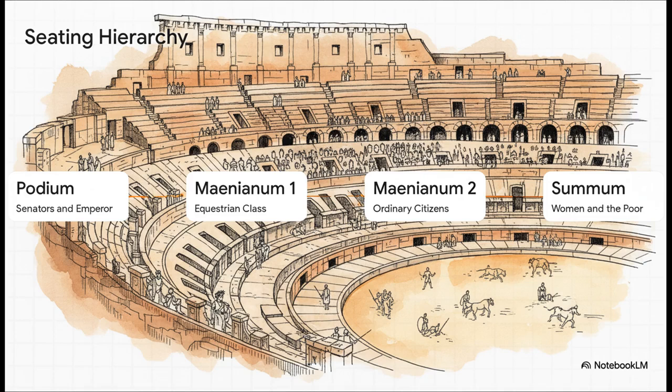Right down at the arena's edge, on the podium, you had the emperor and the senators, safe and close to the action. Just above them sat the equestrian class, higher still were the ordinary citizens, and way at the very top, up on wooden bleachers, sat the women and the poorest spectators. We neatly organized up to 80,000 people by rank, all sharing the exact same grand, bloody spectacle.